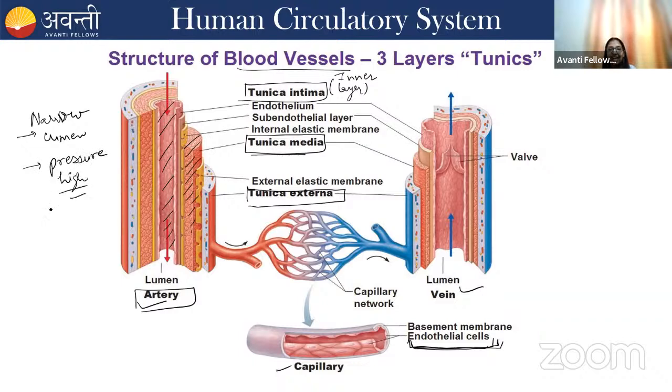Why is the pressure high? Because the blood from the left ventricle is pumped to the aorta, which carries the oxygenated blood to the rest of the body. So arteries usually carry the oxygenated blood and they have a high pressure. Because of high pressure, they do not have a valve. Okay, and the arteries carry the blood away from the heart and they always carry the oxygenated blood, except the pulmonary artery. Remember this.